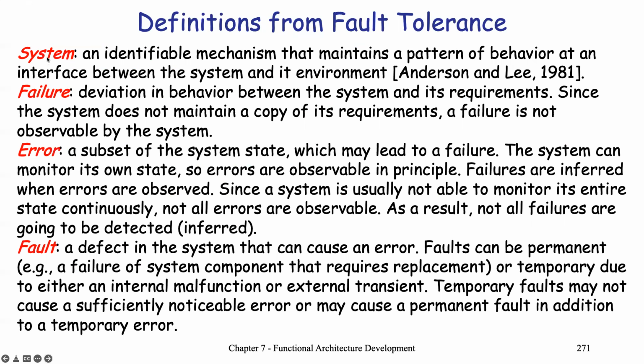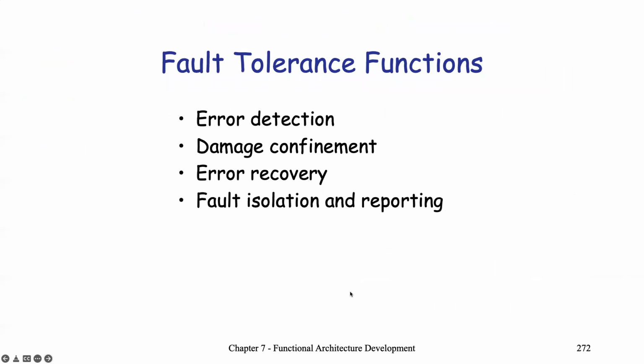In this context, a system is an identifiable mechanism that maintains a pattern of behavior at the interface between the system and its environment. A failure is a deviation of behavior from the system and its requirement. An error is a subsystem of the system states which may lead to a failure. And finally, a fault is a defect in the system that may cause an error. There's more details there, but I was just trying to summarize some of those details.